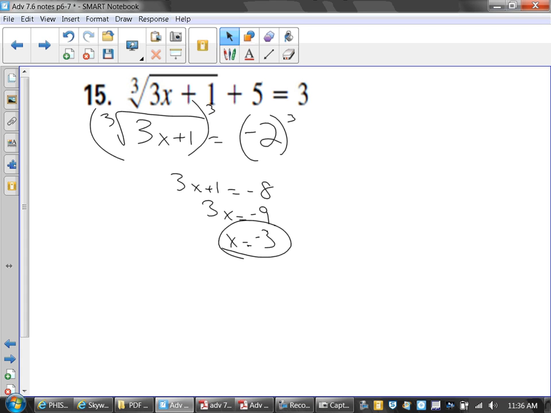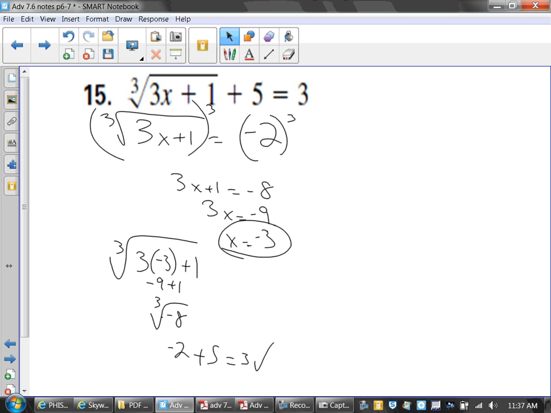When I substitute back up top here, we have cube root of 3 times -3 plus 1. So that's -9 plus 1, so it's the cube root of -8, which is fine. You can do that. You get -2 plus 5 is 3, and it works. So you just gotta watch your signs, especially when you have the nth roots. If you get negatives, remember, it's okay to have an odd nth root of a negative. Perfectly fine. There's nothing wrong with that.